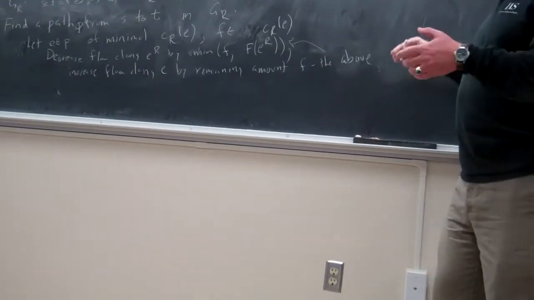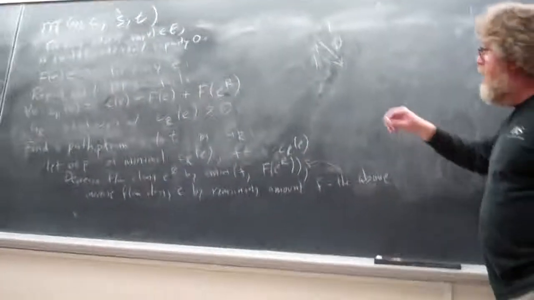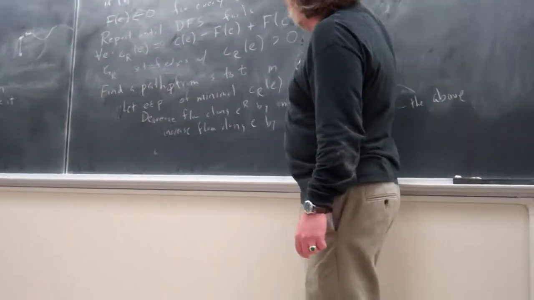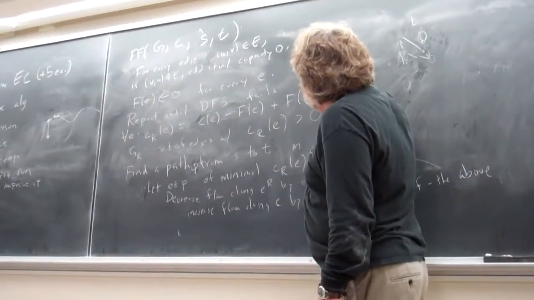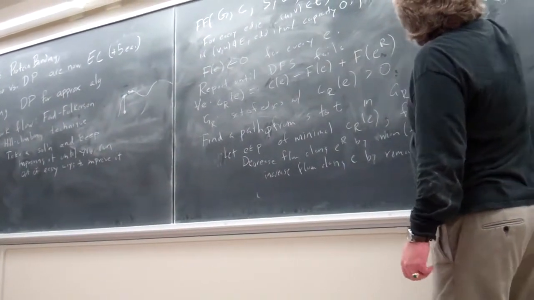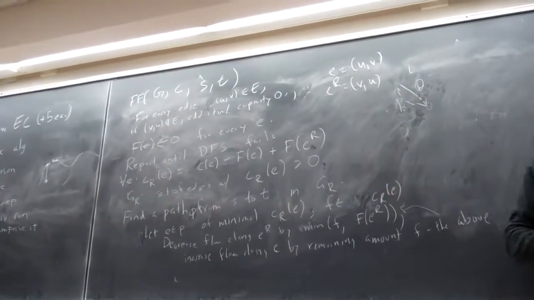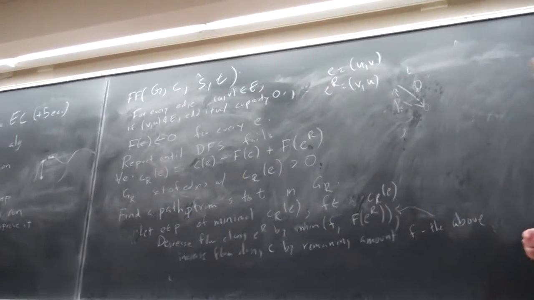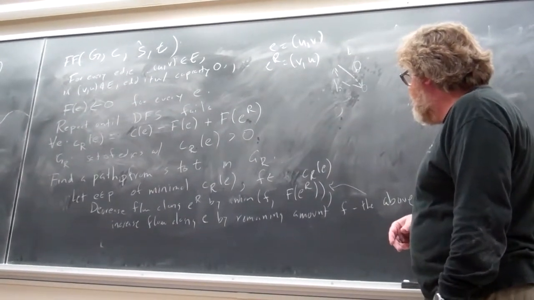Okay. Can you just clarify some notation? What does e to the r mean? So I'm using e to the r to mean the reverse of this edge. If e is the edge from u to v, e^r is the edge from v to u. And then c sub r, is that the capacity of the reverse edge? Or should that be c of e to the r?